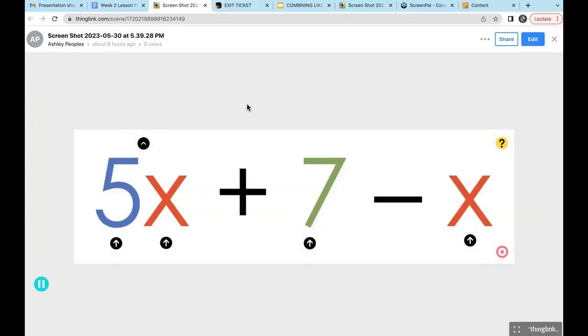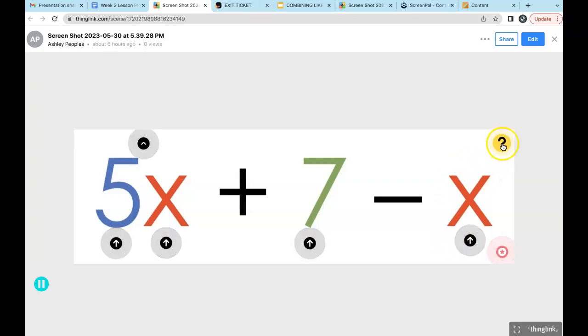This could be a potential student example where they kind of color-coded some different vocab terms. They included the vocab terms using the ThingLink. So here it shows like the 5 is the coefficient. If you type here, you see that this whole 5x is considered the term. We've got our constant. So they will just be able to creatively construct a vocabulary diagram.